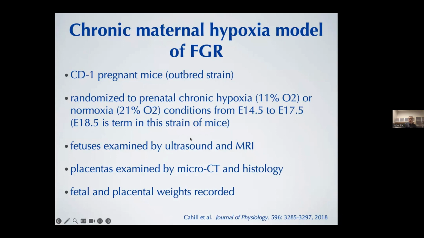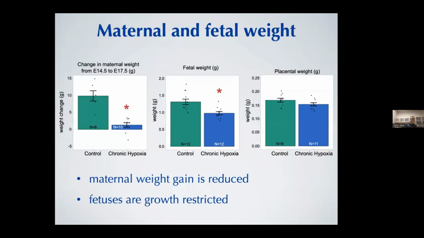So in this study, we looked at the mice with ultrasound and MRI. And then we also went on to look at them by micro-CT and by histology. So I'll start with some of the weight data. The mice that were exposed to the hypoxia, the dams gained less weight than those that were in a normoxic environment. And this was associated with a small but statistically significant reduction in the weight of the fetuses. There was no decrease in the weight of the placenta.